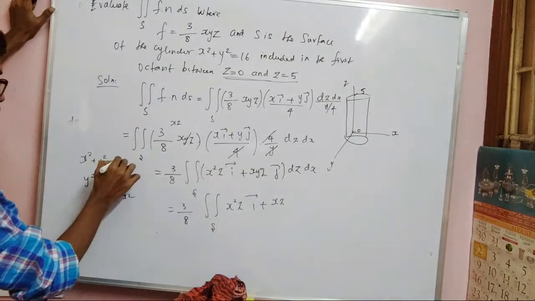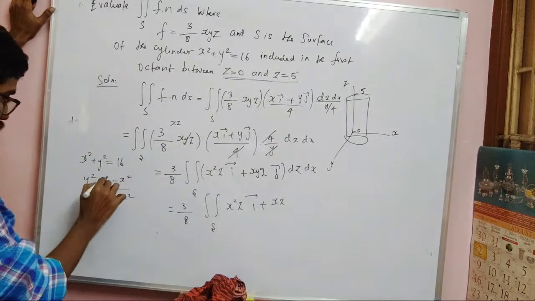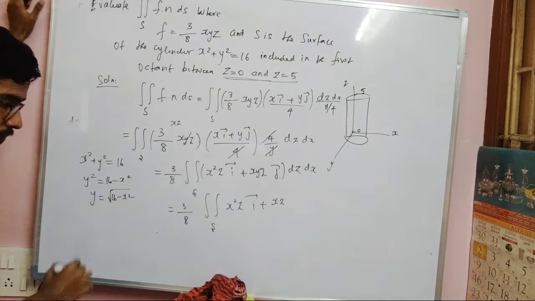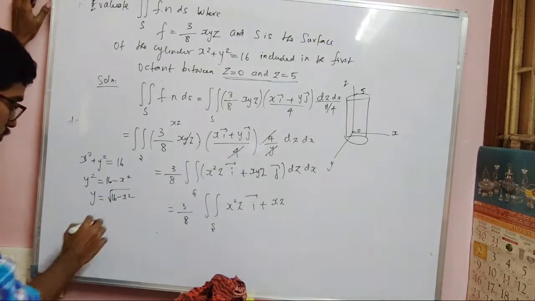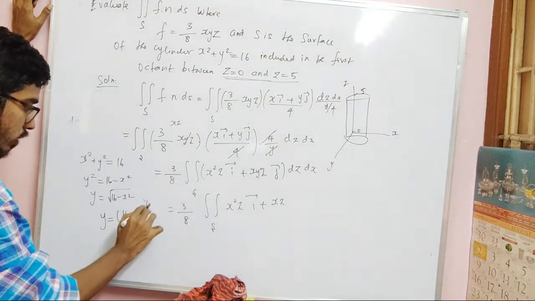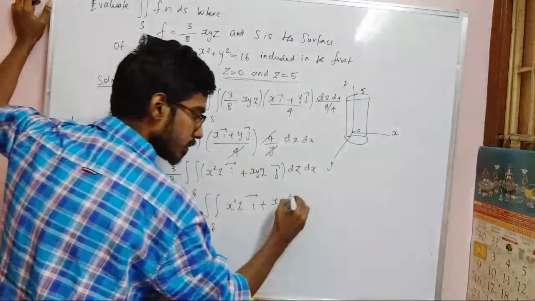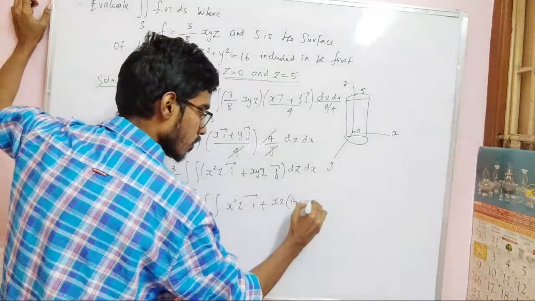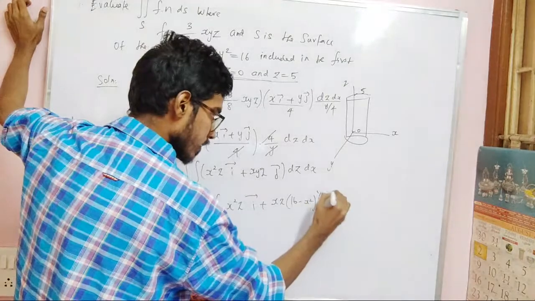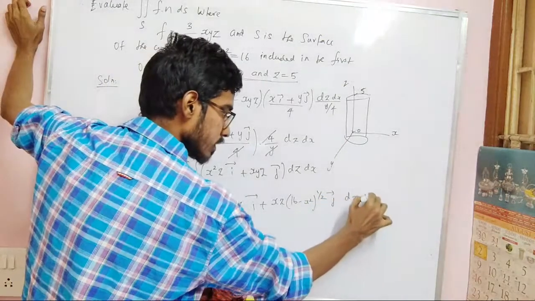Sorry, it is 16, right? We have y square is equal to 16. Therefore I can replace y as 16 minus x square whole power 1 by 2. So I am going to replace this as 16 minus x square whole power 1 by 2 j vector into dz dx.